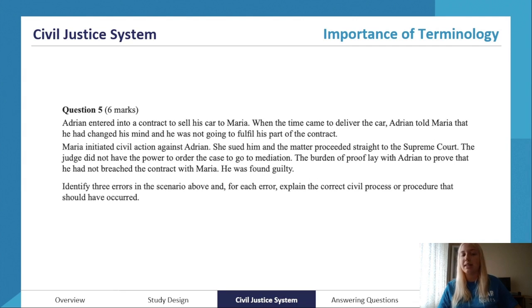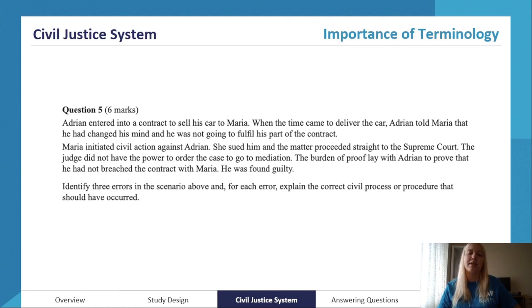Adrian entered into a contract to sell his car to Maria. When the time came to deliver the car, Adrian told Maria that he had changed his mind and he was not going to fulfill his part of the contract. Maria initiated civil action against Adrian. She sued him, and the matter proceeded straight to the Supreme Court. The judge did not have the power to order the case to go to mediation. The burden of proof lay with Adrian to prove that he had not breached the contract with Maria. He was found guilty. Identify 3 errors in the scenario above, and for each error, explain the correct civil process or procedure that should have occurred.